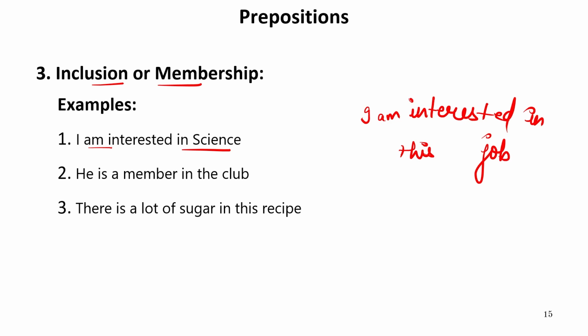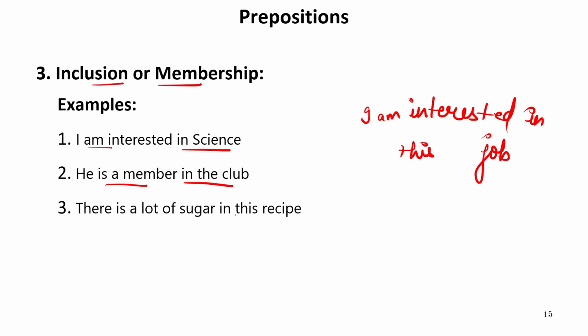He is a member in the club. So he is a member in the club, or he is also in the members of the club. In this manner as well we can show that he is included in that particular part, or he is the part of that particular group or anything. So we can use preposition in to show that inclusion as well.